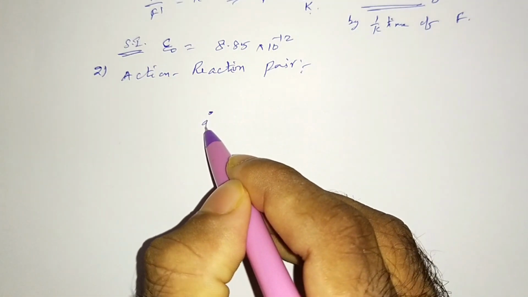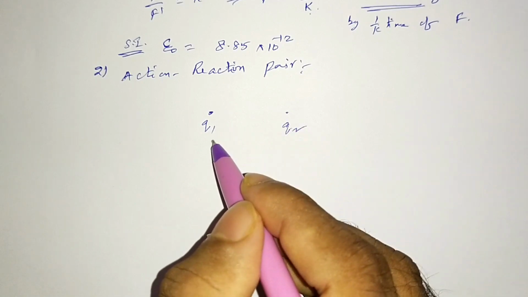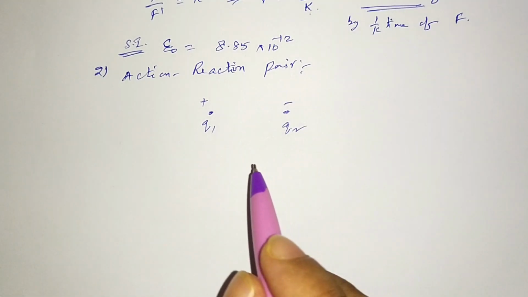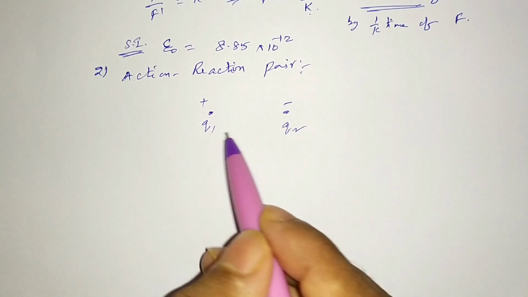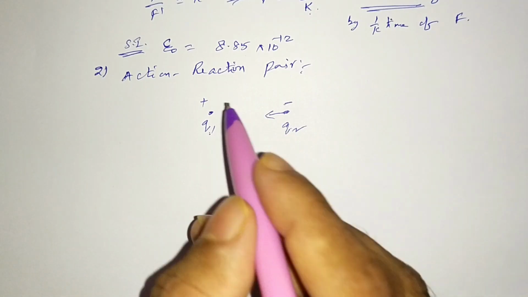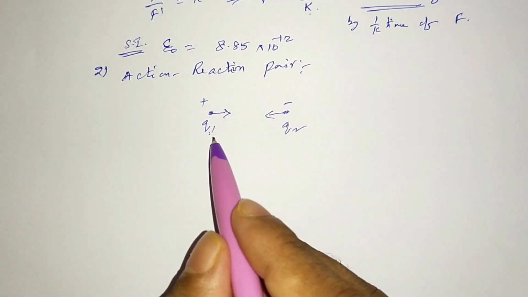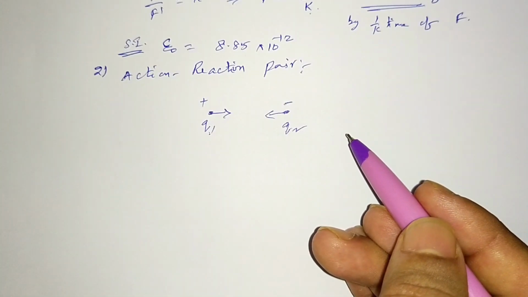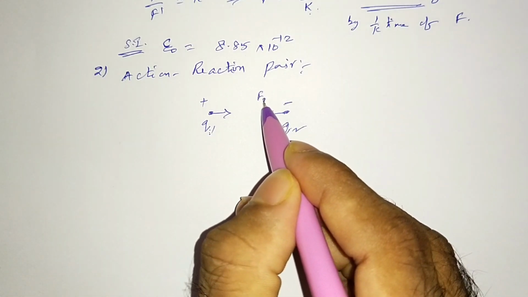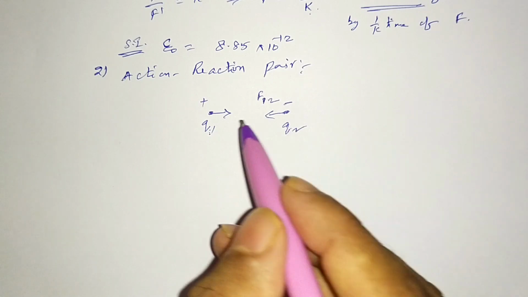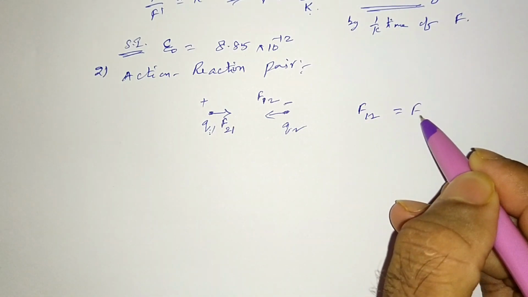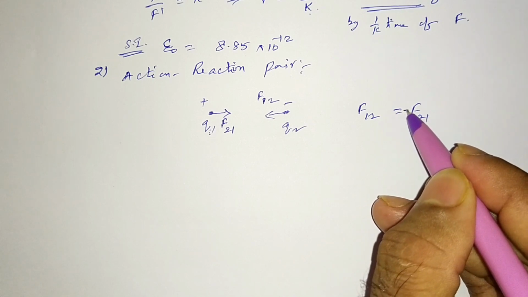So suppose this is charge Q1 and this is another charge Q2, separated by some distance. Let us take positive charge and negative charge. We know that these two charges apply force on each other. Now Q1 pulls Q2 with some force. Similarly, Q2 also pulls Q1 with some force. Yes or no? Because Q1 is attracting Q2, Q2 is also attracting Q1. Right? So the force applied by Q1 on Q2 is taken as F12. The force applied by Q2 on Q1 is taken as F21. These two, F12 and F21, will be equal but in opposite direction.